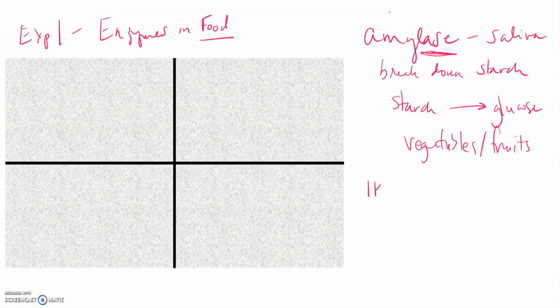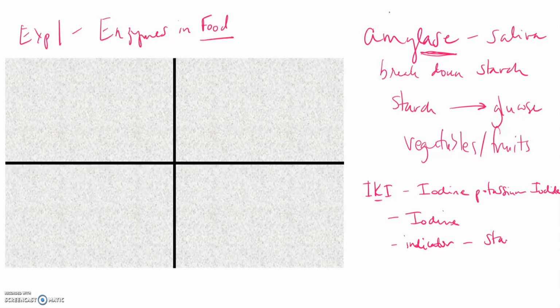Now, I want to remind you something called IKI, and this stands for iodine, potassium iodide. The reason that the K means potassium, so that's why it's IKI. I will probably just refer to this as iodine as we're going through. What is this? It's an indicator for the presence of starch.